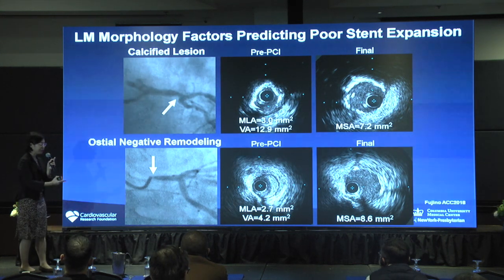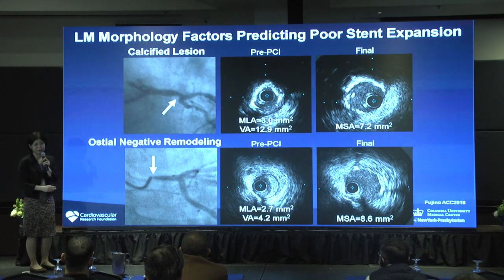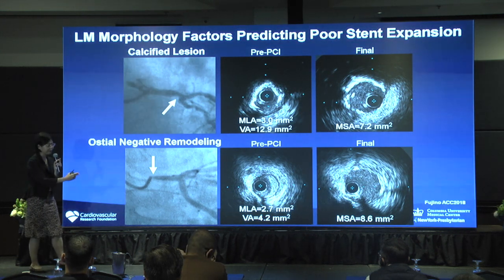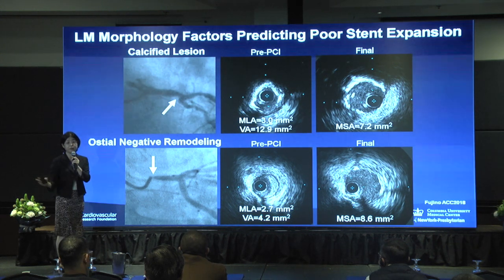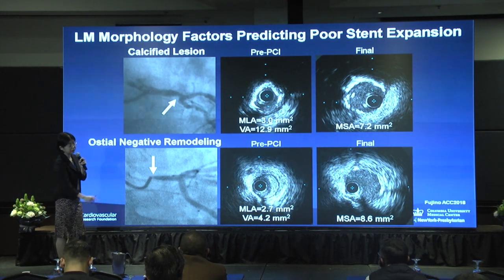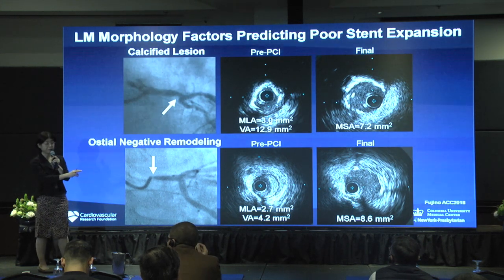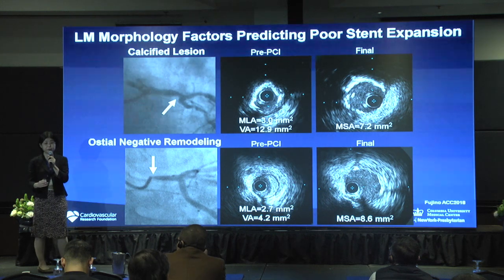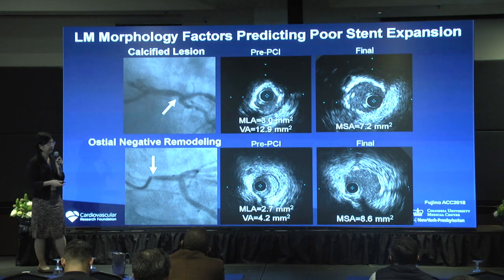Number two, this is actually quite interesting. Sometimes the ostial left main has very negative remodeling. Probably some of them could be related to guide spasm, but even when we do everything, we see a small artery in the ostial left main. So like the vessel area is 4.2, and in this case, when you expand, we reach 8.6. So whenever you see the ostial left main, sometimes you see this type of very negative remodeling. But if there is no calcium, you should be able to expand.